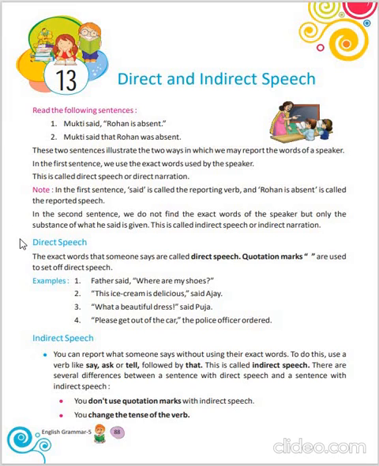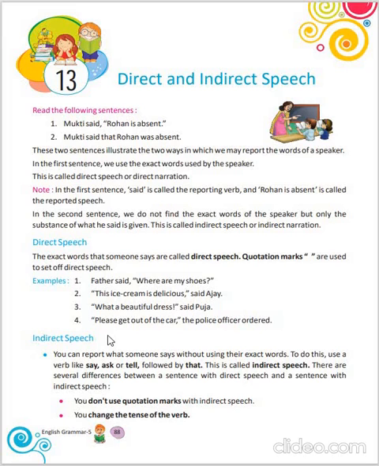Now, let's first learn direct speech. Direct speech has the exact words that the speaker says. Like, father said, "Where are my shoes?" "This ice cream is delicious," said Ajay. "What a beautiful dress," said Pooja. "Please get out of the car," the police officer ordered.